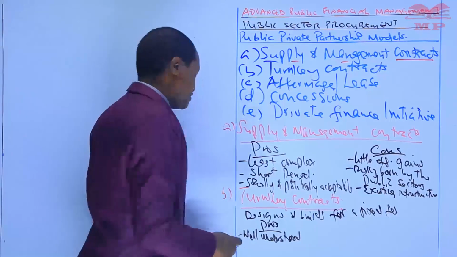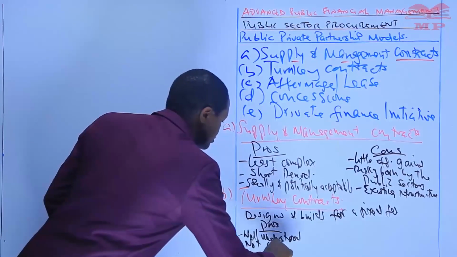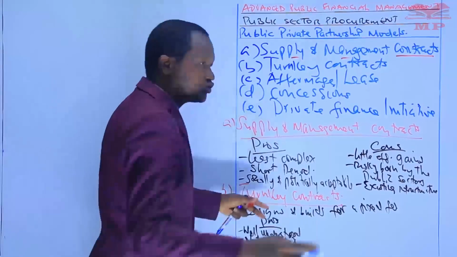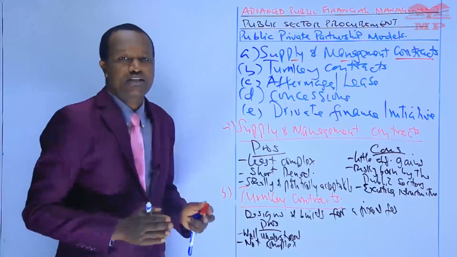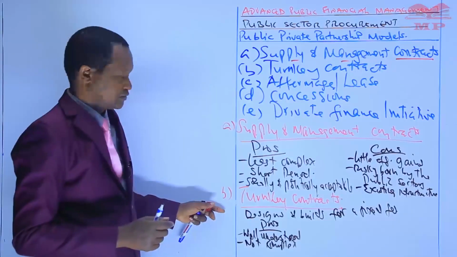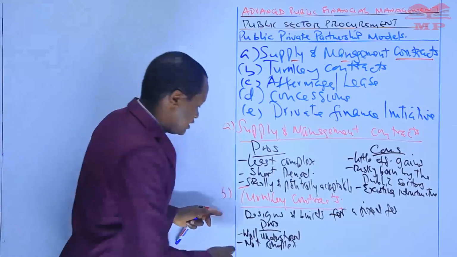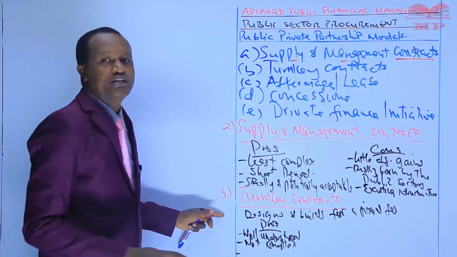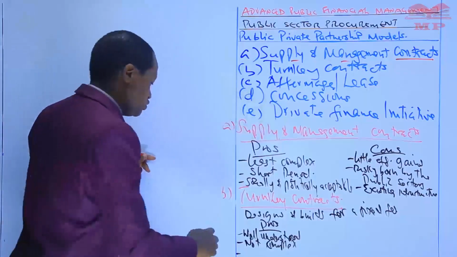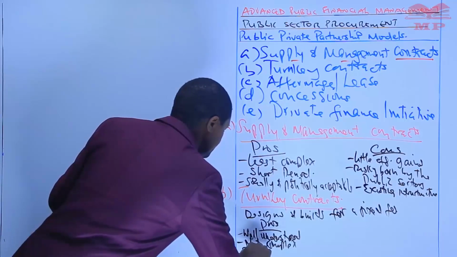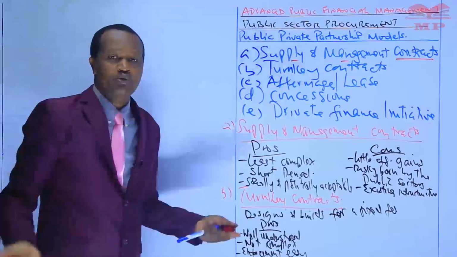Another advantage is that the contract agreement is not complex. The agreement between the public sector and the private contractor is not complex. Yet another advantage is that generally contract enforcement is not a major issue. Enforcement is easy. It's not an issue.